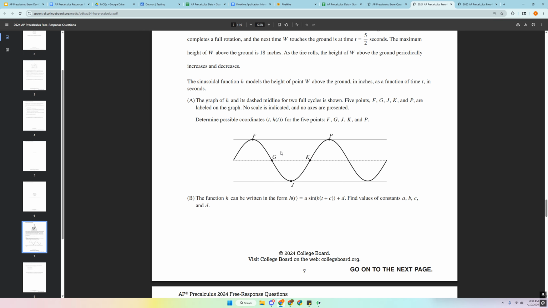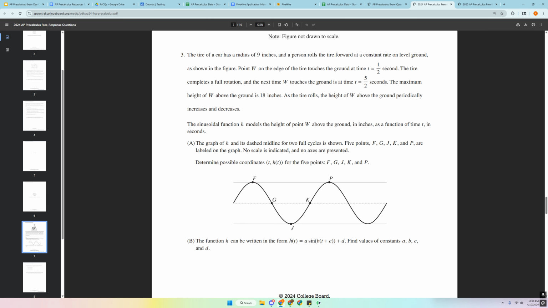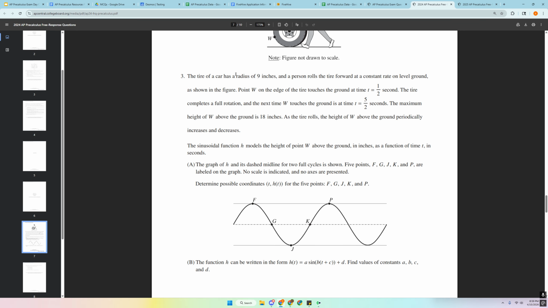Part A, I never know where to put t equals 0 for 2024 or 2025. This one, radius of 9, t equals 0. Okay. Well, if you can't find out where to put t equals 0, you could start it not at 0, and then you could shift it to C. It says point W touches the ground at t equals 1/2, completes the full rotation, and the next time it touches is 5/2. So you could use 1/2, and then you could do 5/2 here, and then you could just find your values based off that.